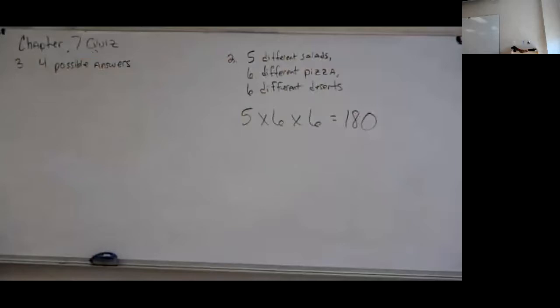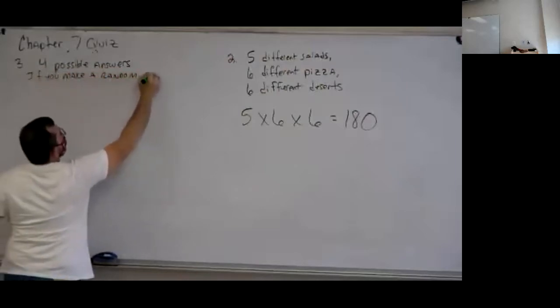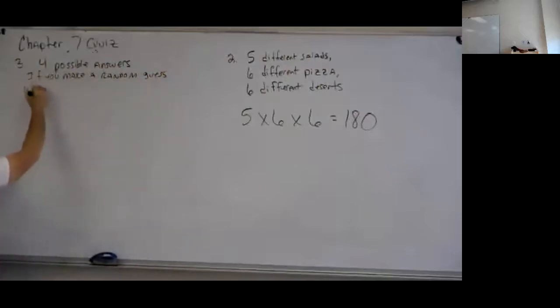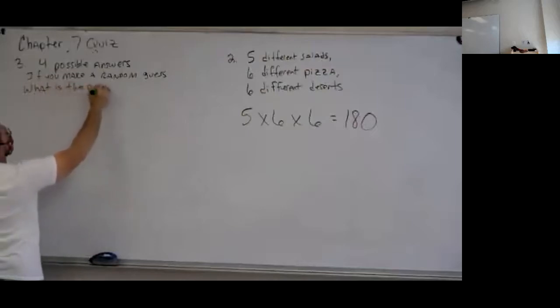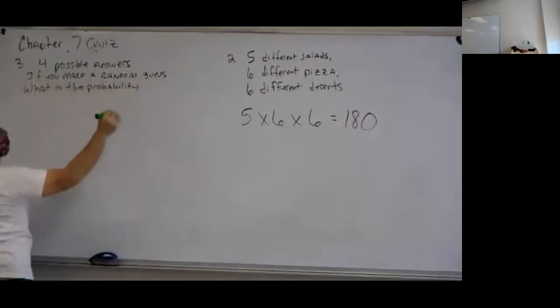If you make a random guess on the first question, what is the probability that you are correct?